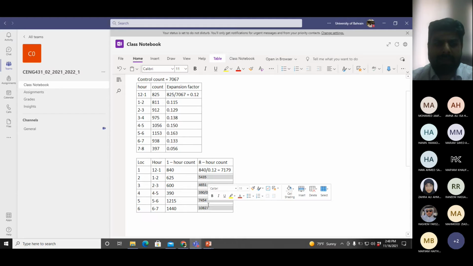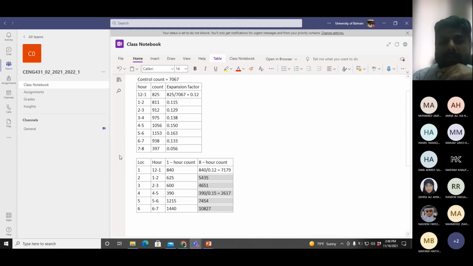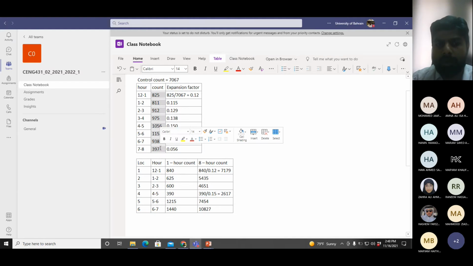Okay. Now let's say your client has another demand that he wants to know the peak hour volume for all locations. To calculate the peak hour volume for control count locations, it's very easy because for control count locations I have the data for all the hours, for all the 8 hours. So I can compare between the hours and I know which hour has the highest volume, which is this one. So this becomes my peak hour.